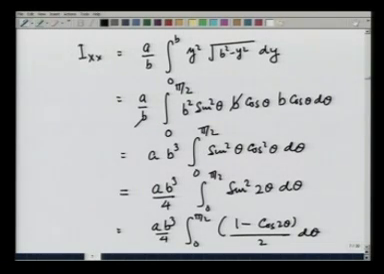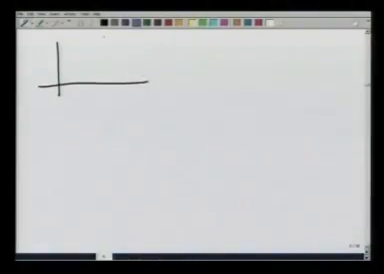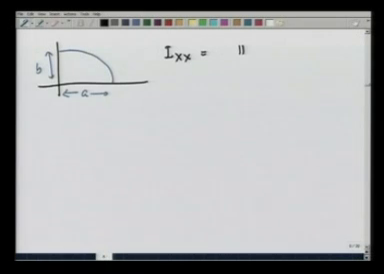Doing this integral, the cos 2θ integral gives me 0, and the first integral is going to give me π/4, and therefore, I get for this shape, where this is a, this is b, I_xx equals π a b³/16.